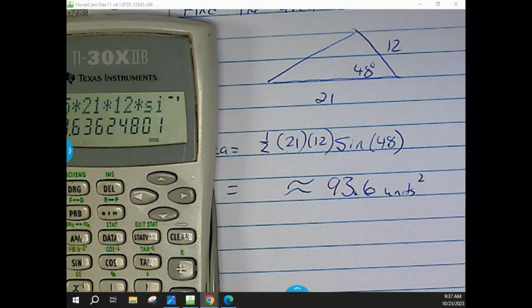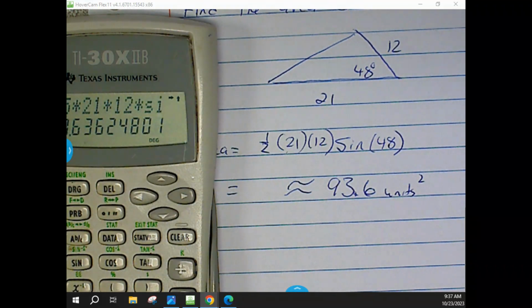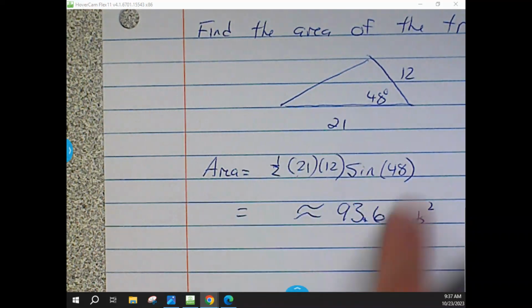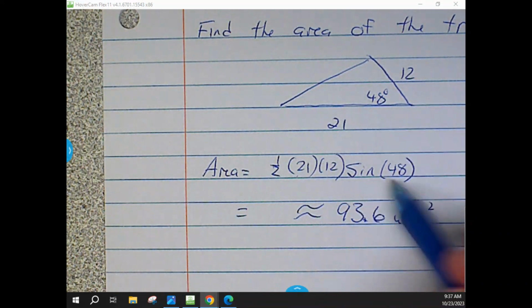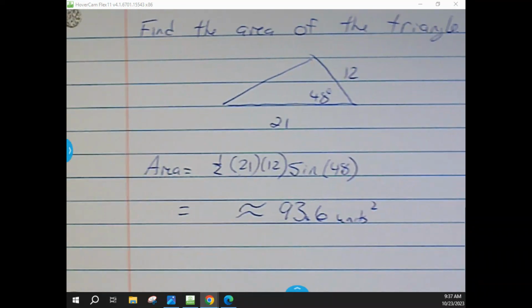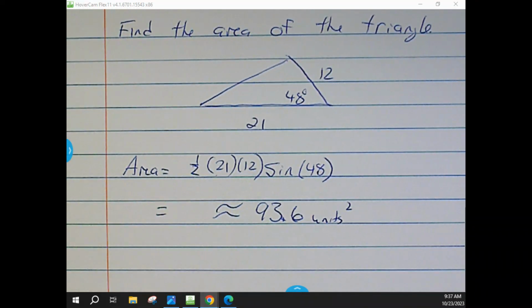So it's almost like y'all have been taught a shortcut your whole entire life. Technically, this is the correct formula, but we've always done a shortcut because sine of 90 is 1. So you get to take a shortcut there. All those years you were taking a shortcut and you didn't know it.